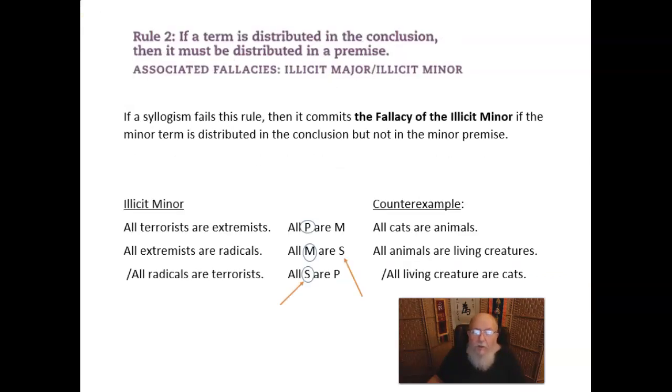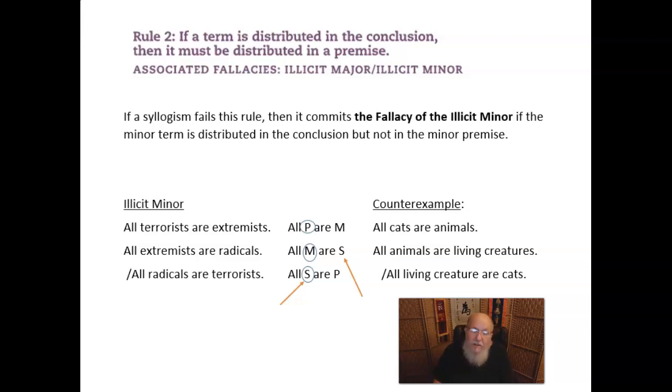Our second rule is that if a term is distributed in the conclusion, then it must be distributed in a premise, at least one of them. And the fallacies associated with this are the fallacy of the illicit major and the fallacy of the illicit minor. Now, if a term is distributed in the conclusion, then that means it refers to the entire category or class, remember. And you cannot make claims about an entire class based on statements that only refer to part of that class in the premises.